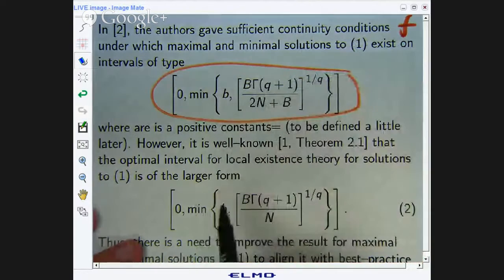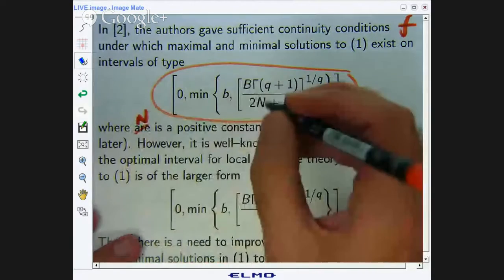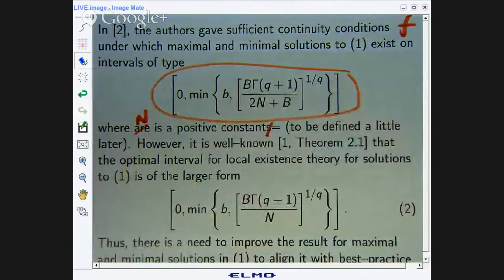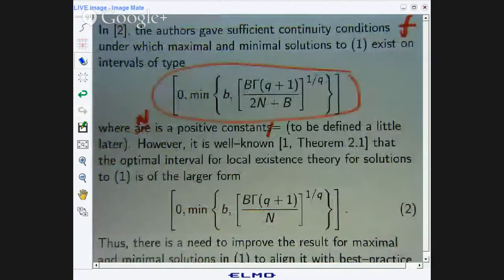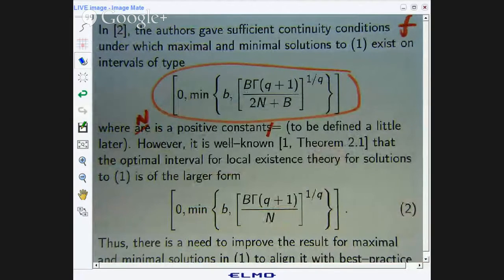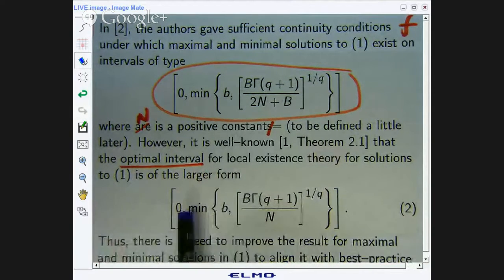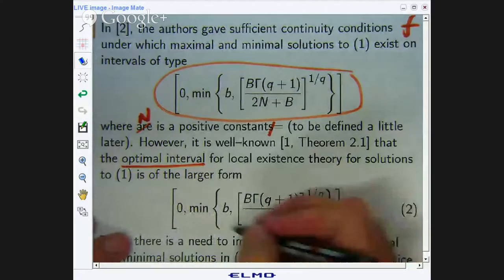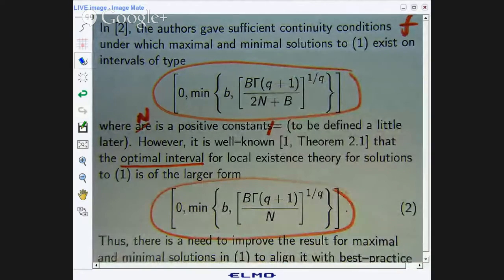N is a positive constant to be defined a little later. Okay, it turns out that this big N is just the bound of f on this rectangle. But it's well known, for example, in my papers and many others, that the optimal interval for the existence of a solution to problem 1 is of this form. Now, if you compare this with this, you'll see that this is actually a larger interval than that. Okay?